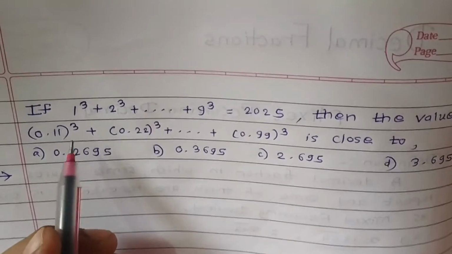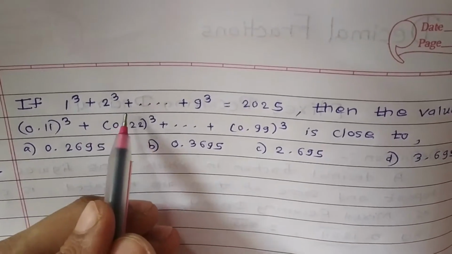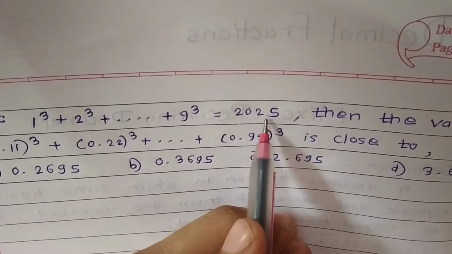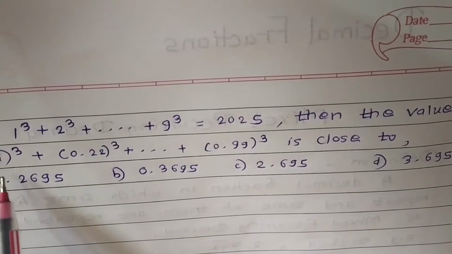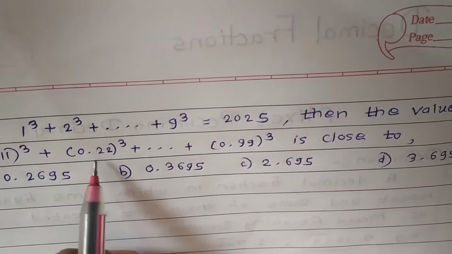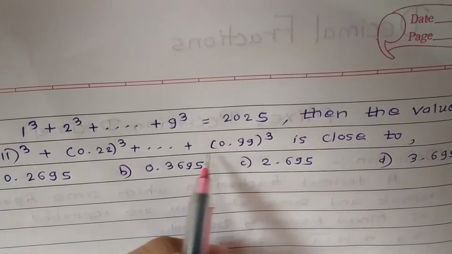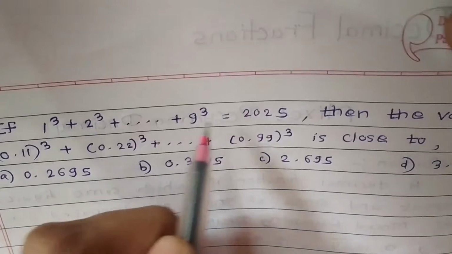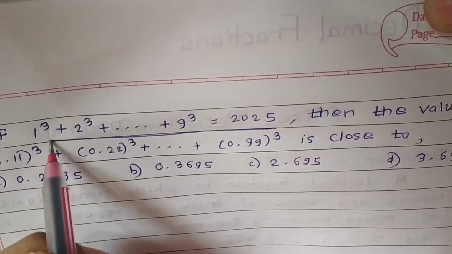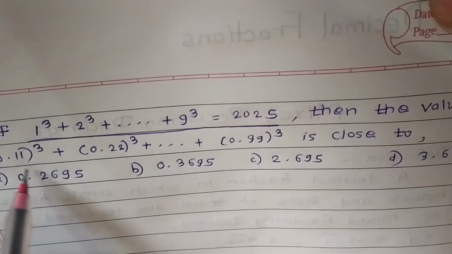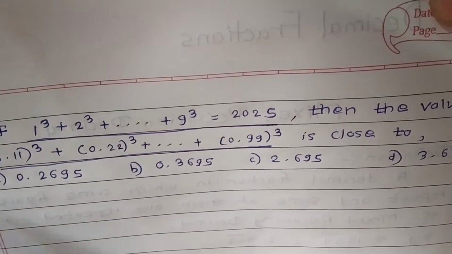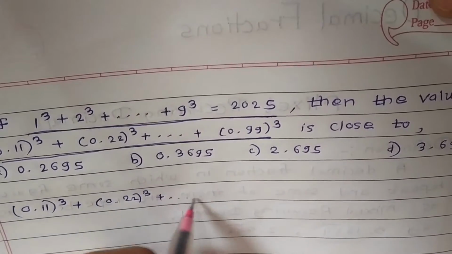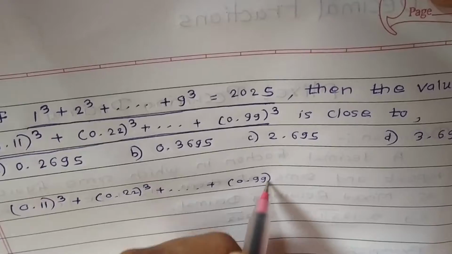The next example is, if 1 cube plus 2 cube plus so on plus 9 cube is equal to 2025, then the value of 0.11 cube plus 0.22 cube plus so on plus 0.99 cube. How to solve this example? You have been given the value of the sum of cubes from 1 to 9 and asked to find the value of this. Write 0.11 cube plus 0.22 cube plus so on plus 0.99 cube.